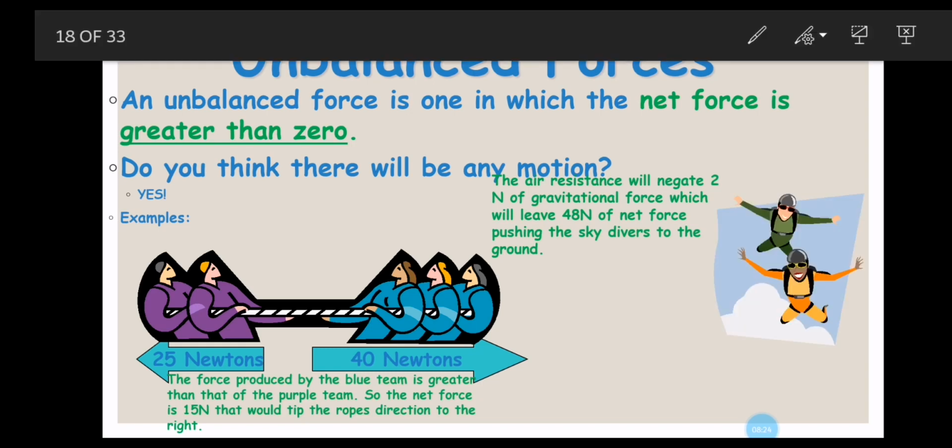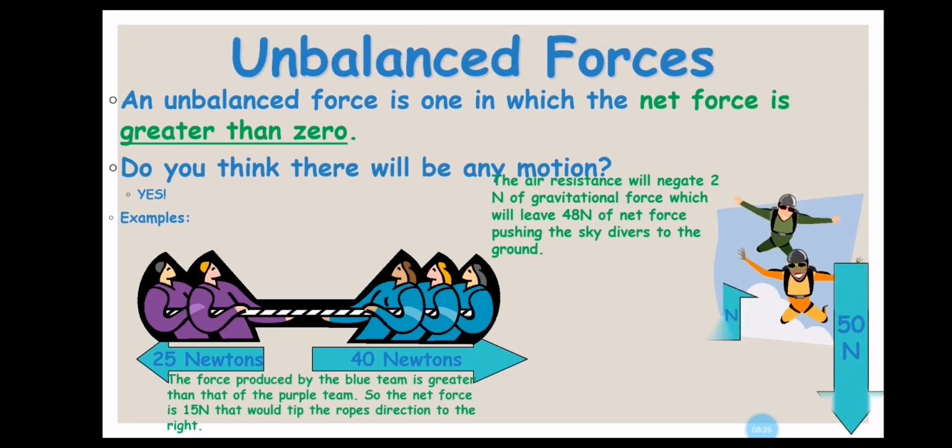Now the other example is, I have these two people. I have 50 Newton down, which is their weight or the gravity force, and 2 Newton up, which is the air resistance. So the air resistance will negate 2 Newton of gravitational force, which will leave 48 Newton of net force, pushing the skydivers to the ground.